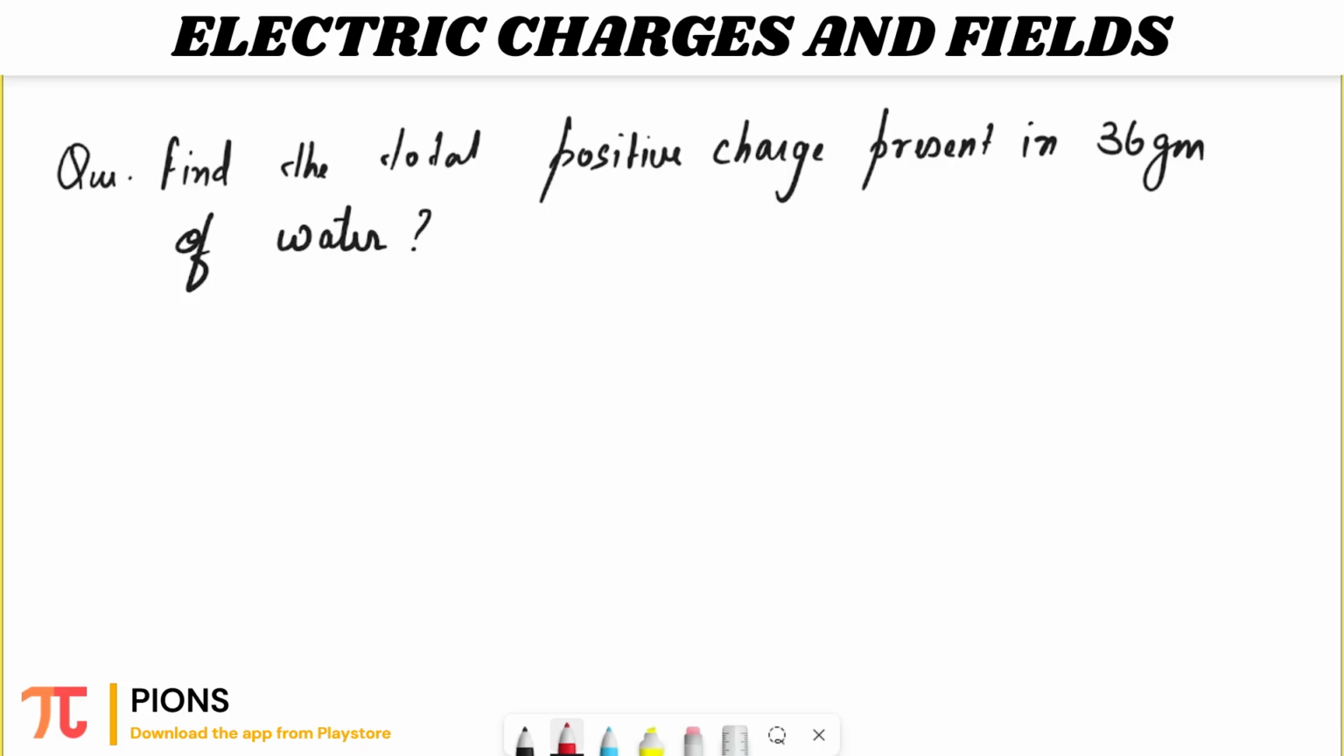Now be very careful. Let's see how to solve this. Keep your pen down, focus on the screen and understand this problem, so that later you can do it on your own when I put some questions on the screen. Here we have 36 grams of water. First of all, we don't know how many molecules of water there are in it, because if you know the molecules, you can count the positive charge.